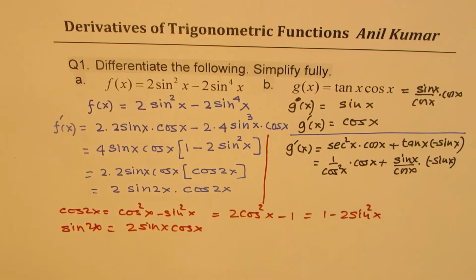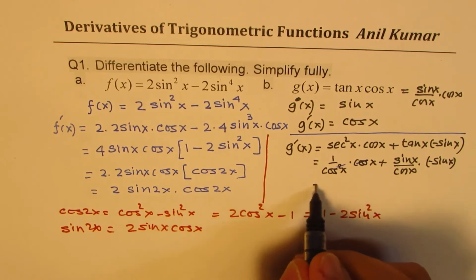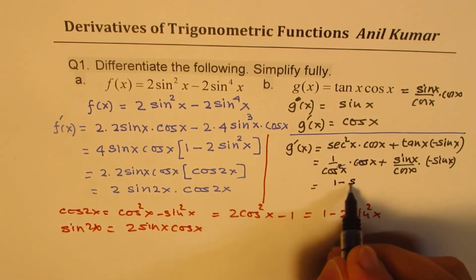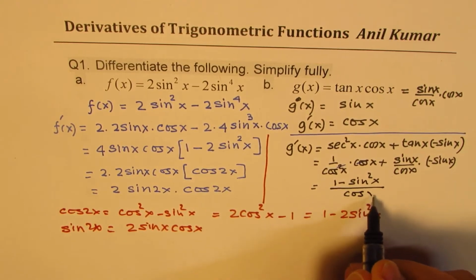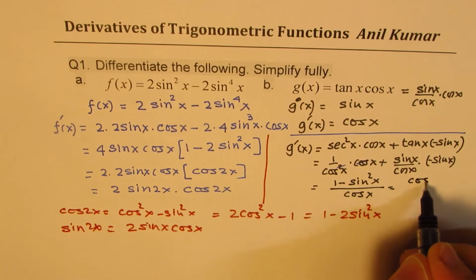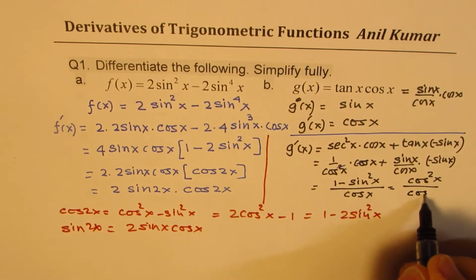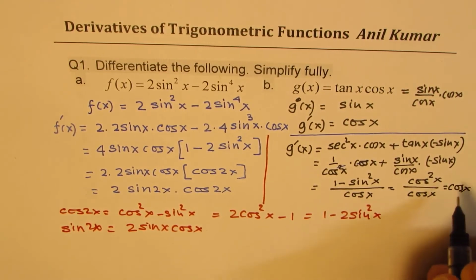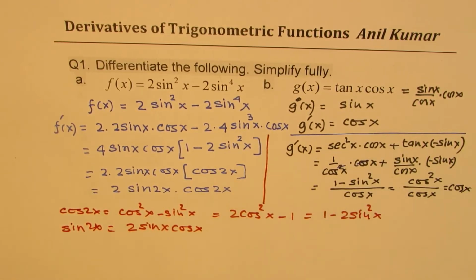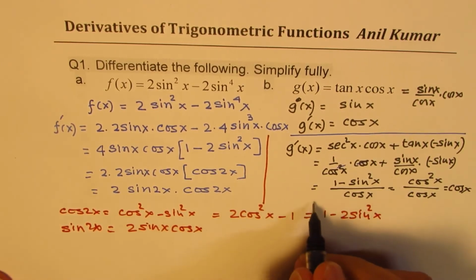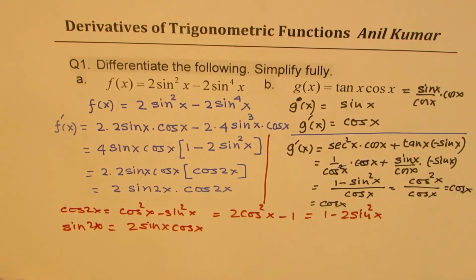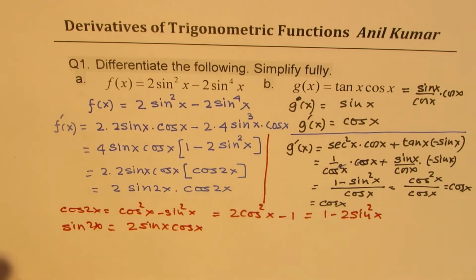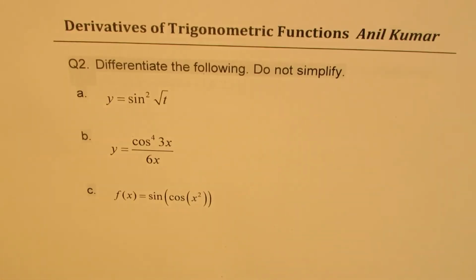Now as you can see, one of these cos cancels. We have cos in the denominator, and the numerator is 1 minus sine square x, correct? Over cos x. Now 1 minus sine square x is cos square x over cos x, and that also gives you cos x. Perfect. So the derivative for this function is cos x. You get the idea. So the key here is to differentiate and simplify. That's what I want to lay more stress on.